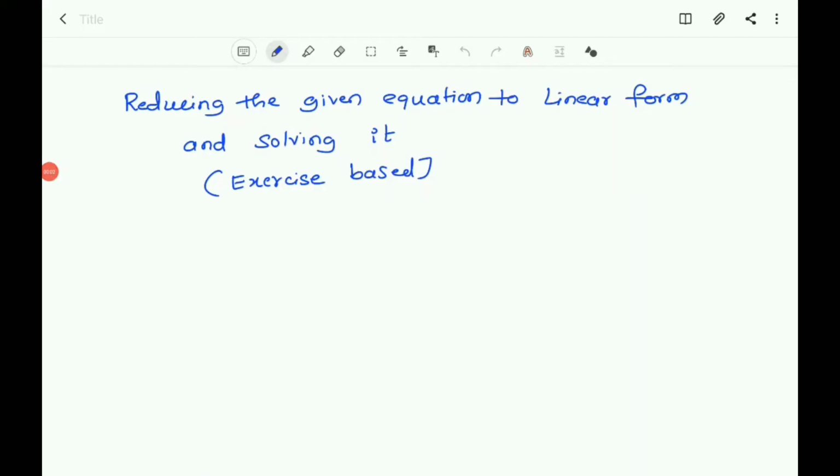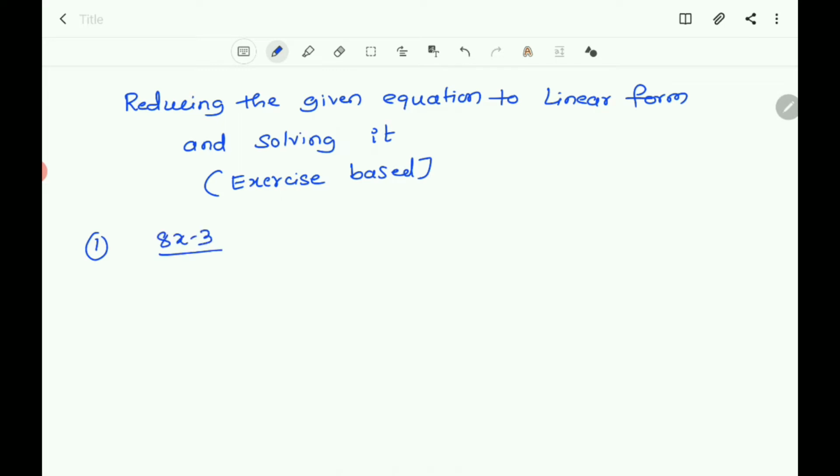Children, let us continue the chapter linear equation in one variable. Now let us come to reducing the given equation to linear form and solving it. And now let us solve the exercise based questions. Now you take the first question here. What is that first question?